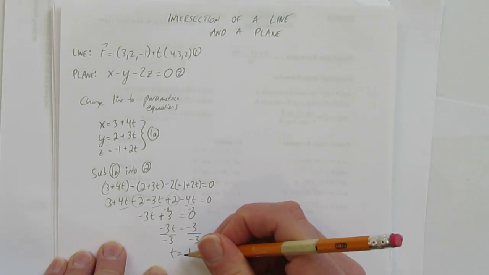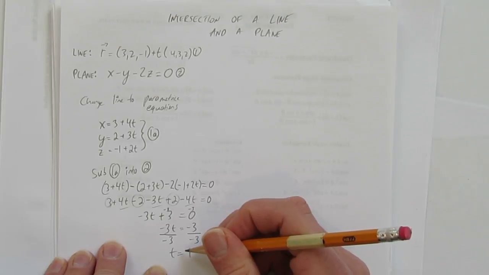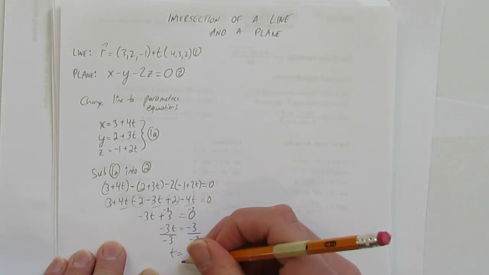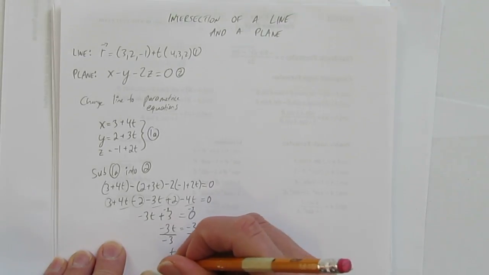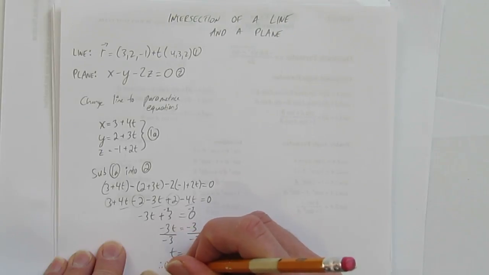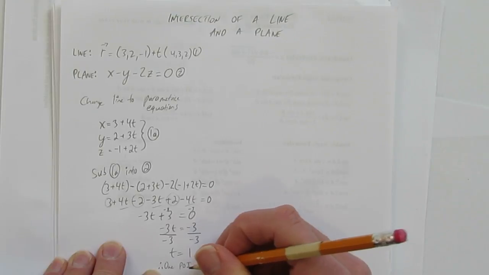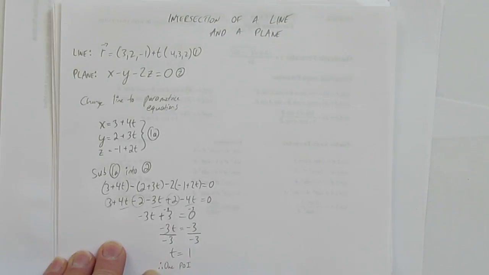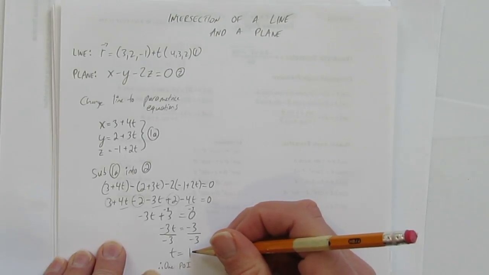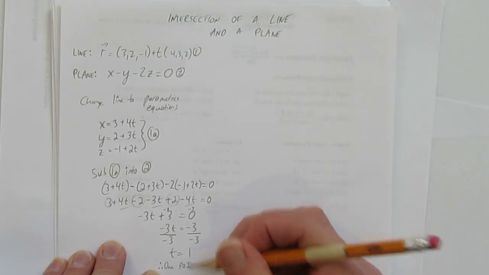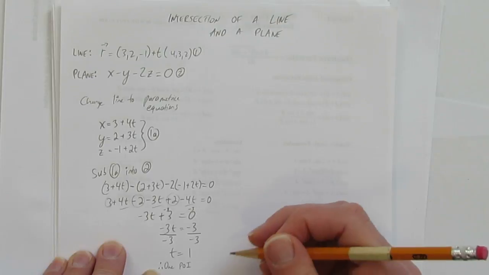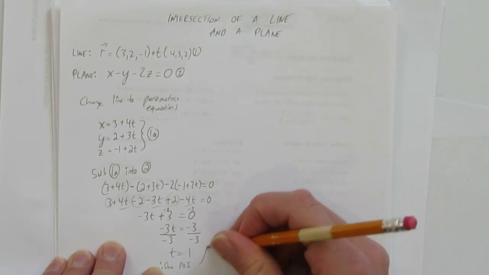The fact that we found a unique t means that there is one solution. Therefore, we know there is one point of intersection. There couldn't be 2. There could be one point of intersection, or there could be a whole line of intersection. That is, this line could lie on the plane. But because we found a unique t, if we got any individual number for t, it means there's one point of intersection. So now what do we do?